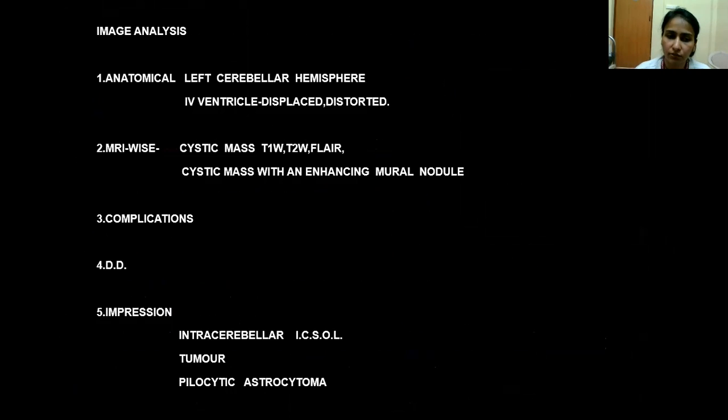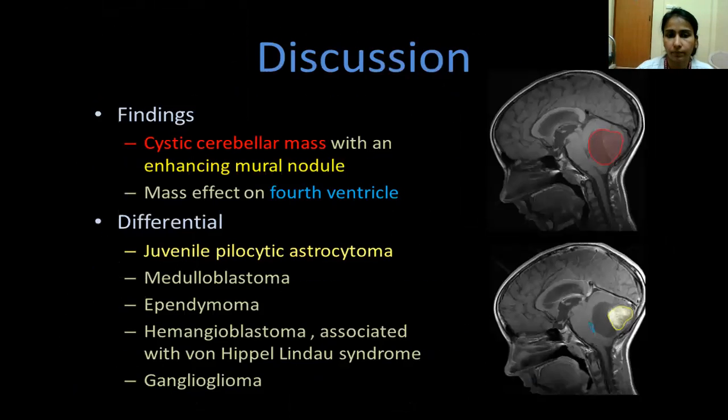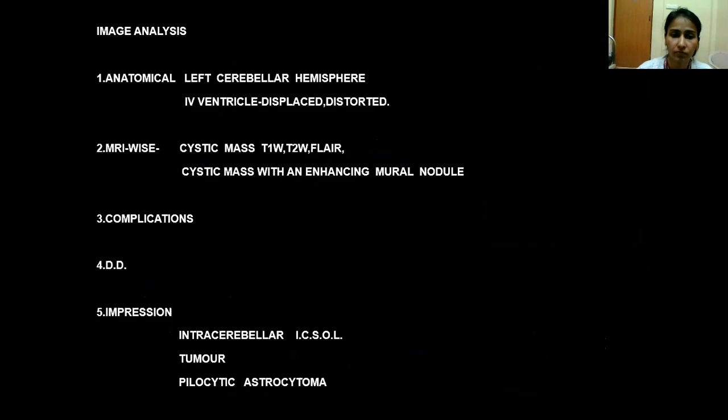What are the complications? As we studied earlier, it is obstructive hydrocephalus. Then differentials, which we already studied. There could be medulloblastoma, it could be hemangioblastoma, it could be ependymoma, and ganglioglioma.